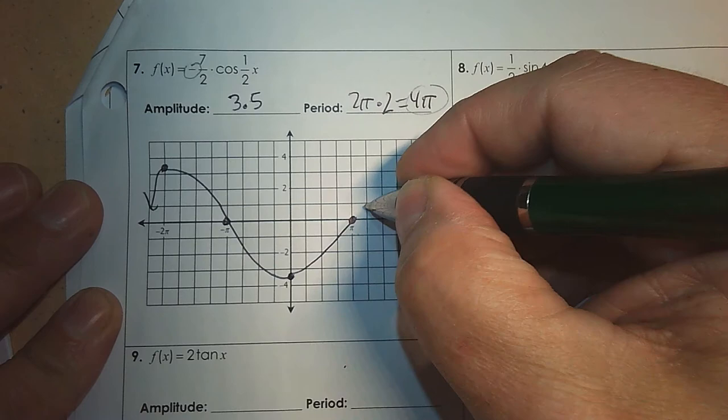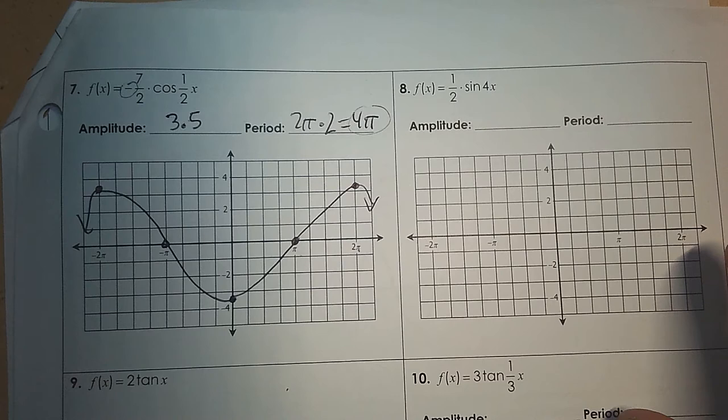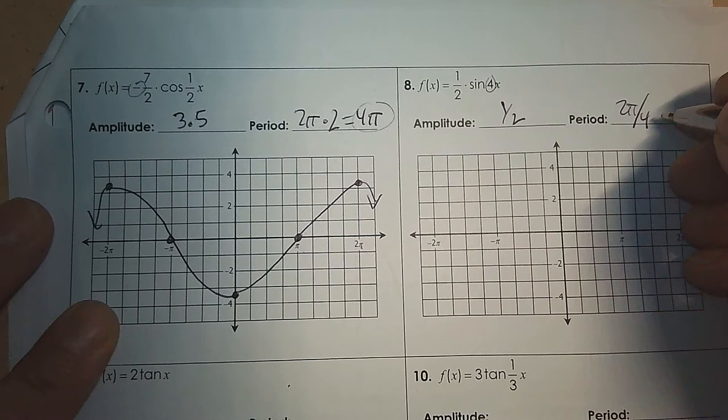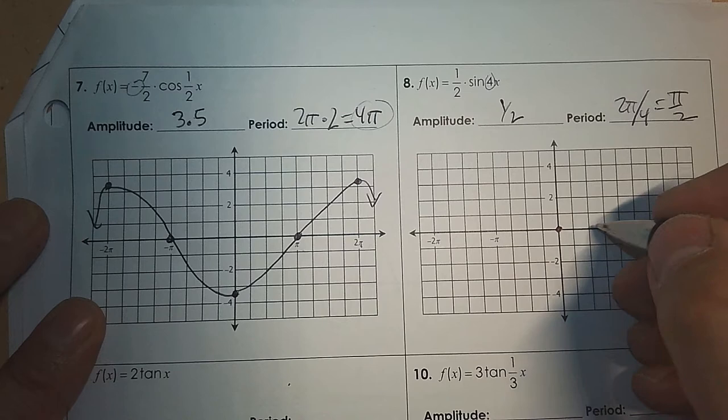Number 8. Here we have an amplitude of 1/2, really tiny, and 4x, so 2 pi divided by 4 undoes it, so it's pi over 2. So sine starts in the middle, pi over 2 is in the middle between 0 and pi.